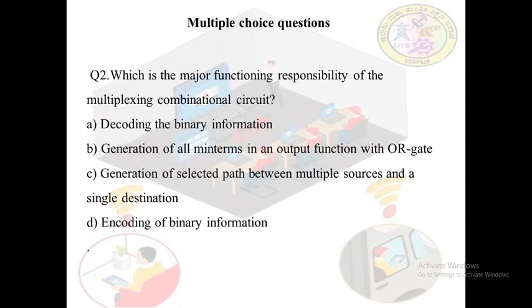Second question: which is the major functioning responsibility of the multiplexing combinational circuit?